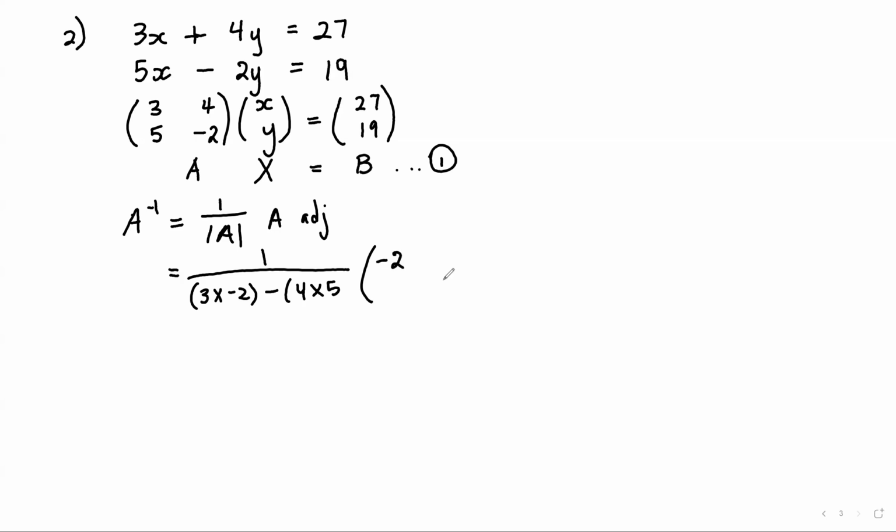The adjoint will be where you swap the first and last term. So you'll get -2 here and 3 will go here. And you change the sign of the remaining terms. So -4, -5. Just to simplify our 1 over the determinant of A, 3 times -2 is -6, take away 4 times 5, which is -26.